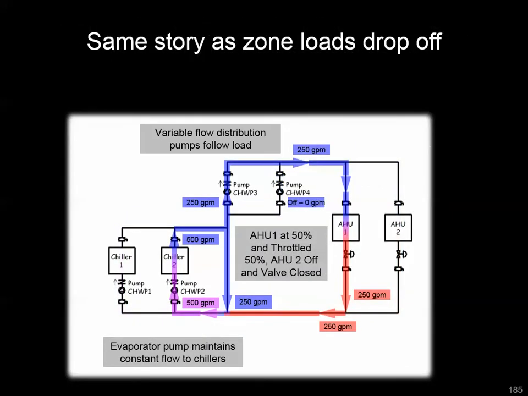As the load drops off further, maybe one of your air handling units turns off, or you have a completely closed control valve, then your plant equipment might start following suit, but it's still getting the flow that it needs. So in this case, you only have 250 GPM needed by a single air handler, but the chiller can maintain its 500 GPM with its constant flow pump because of the bypass and because of the decoupling.